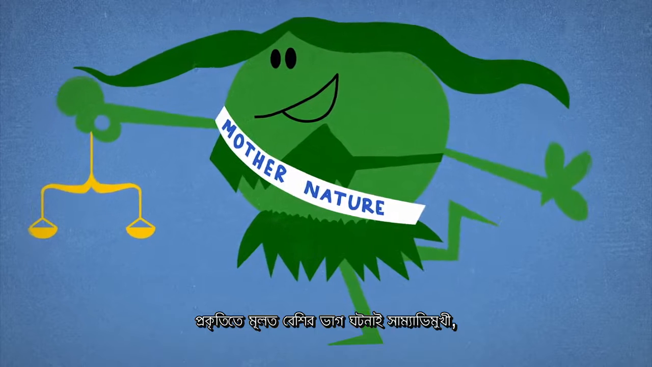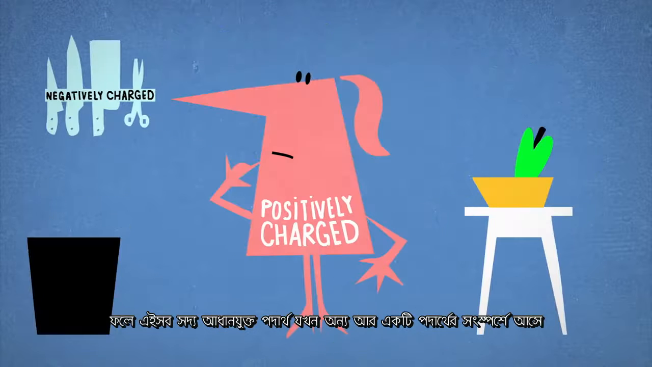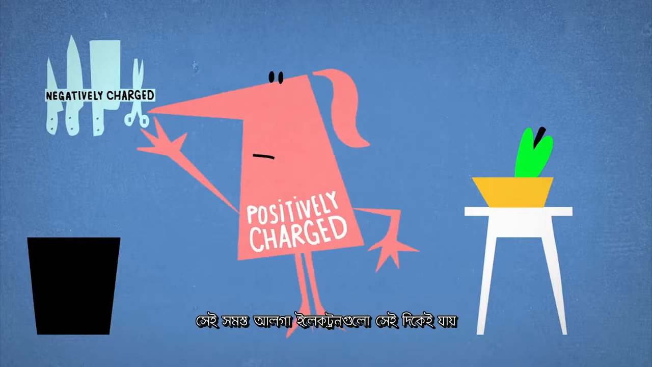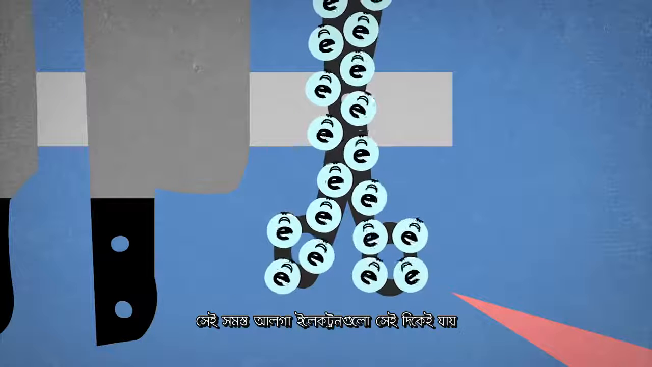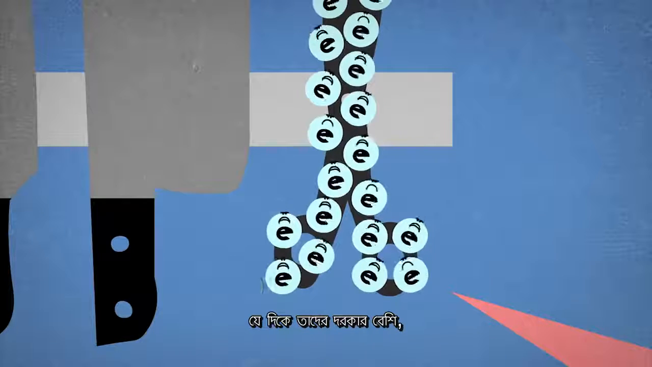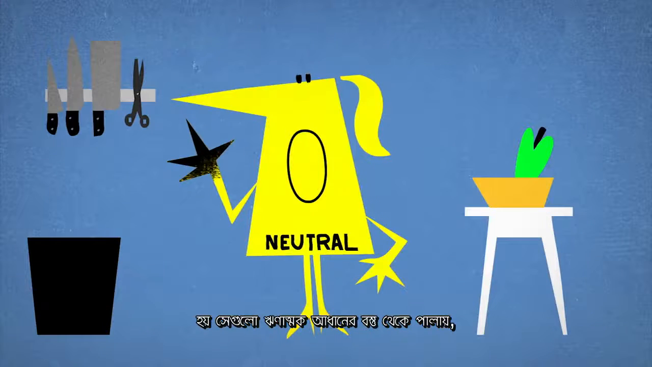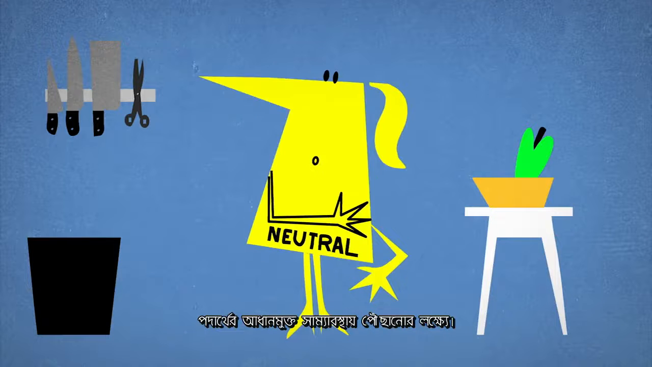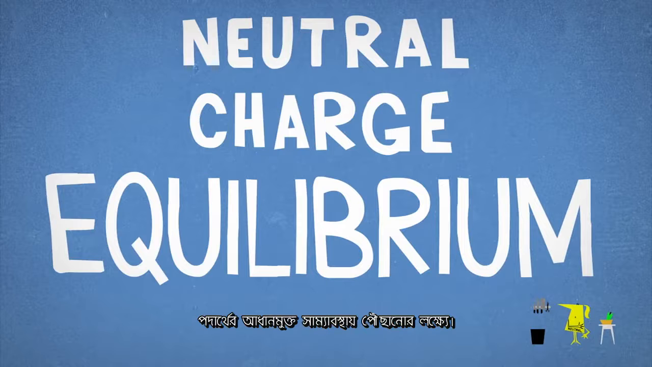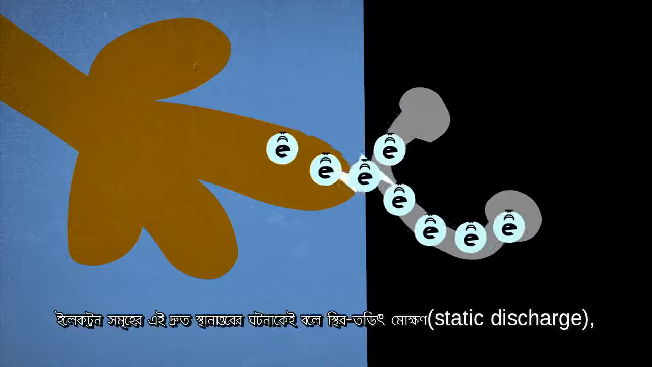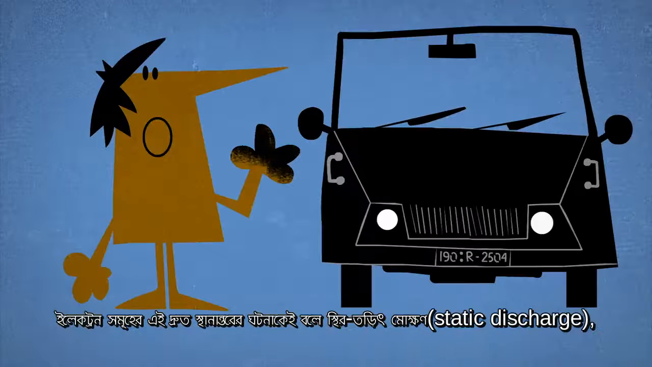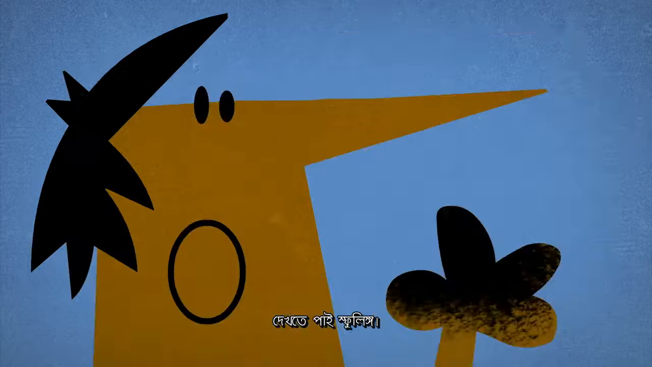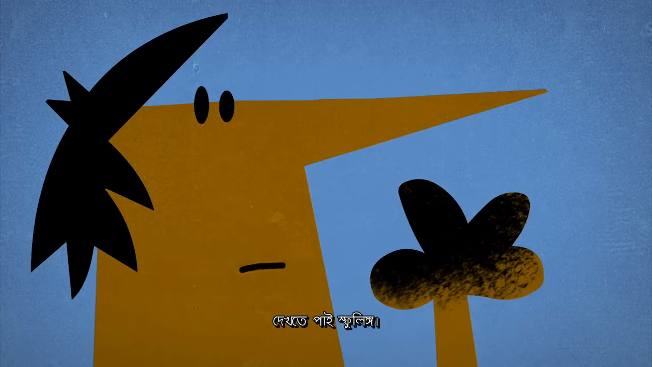But nature tends towards balance. So, when one of these newly charged bodies comes into contact with another material, the mobile electrons will take the first chance they get to go where they're most needed, either jumping off the negatively charged object or jumping onto the positively charged one, in an attempt to restore the neutral charge equilibrium. And this quick movement of electrons, called static discharge, is what we recognize as that sudden spark.